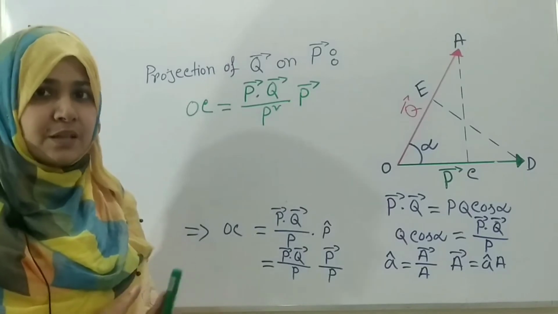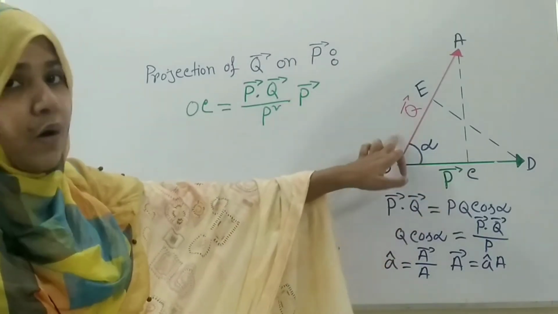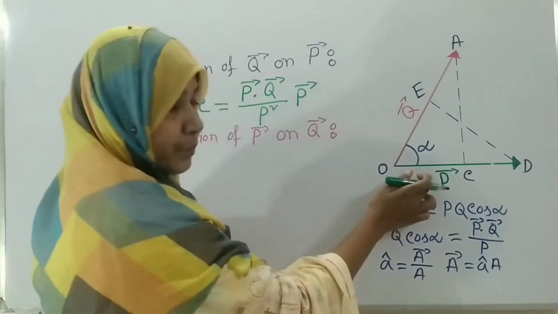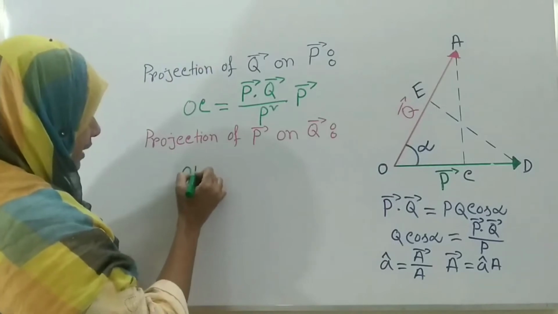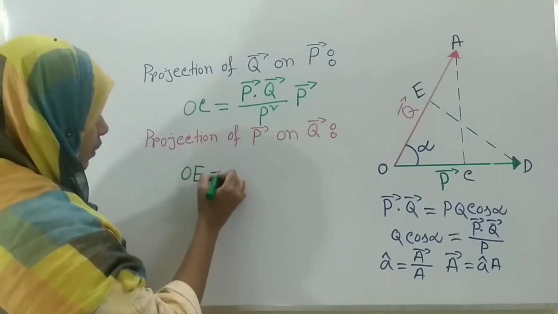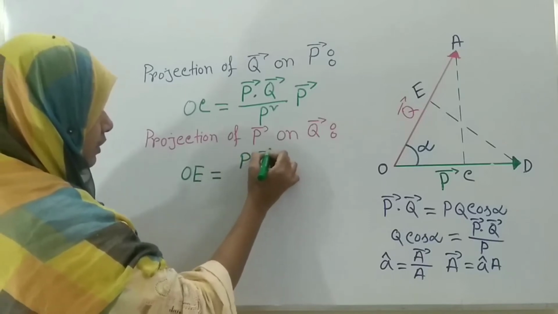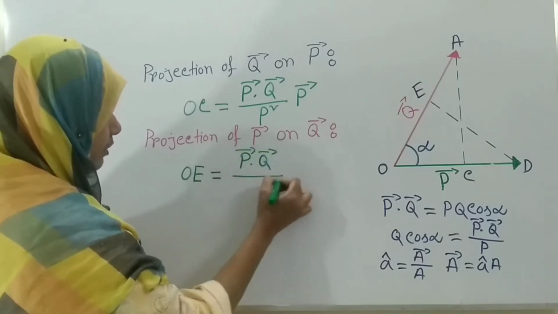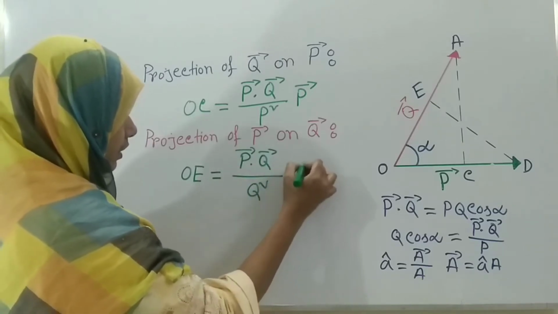That means the projection of Q on P is P dot Q by P square into vector P. In the similar way, the projection of P on Q is OE. So we can write that OE equals P dot Q divided by Q square into vector Q.